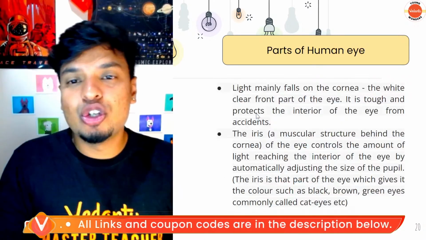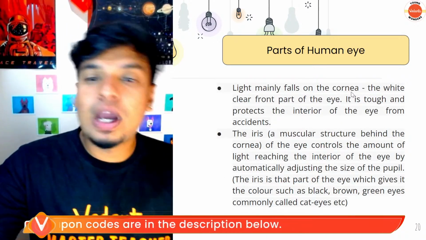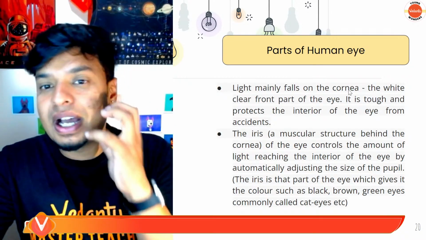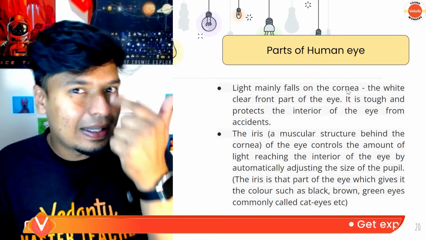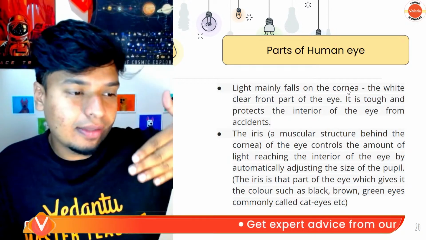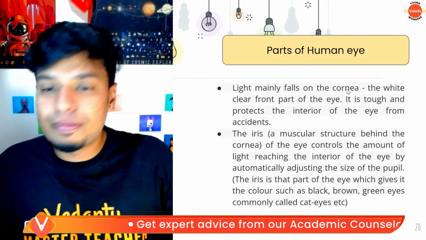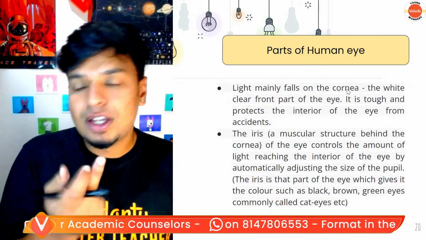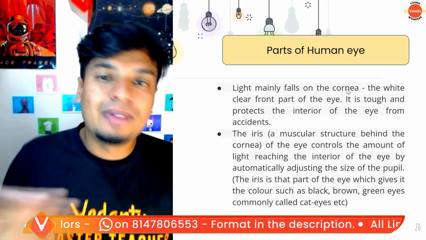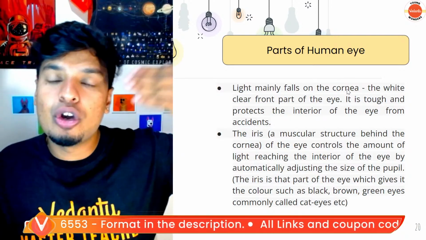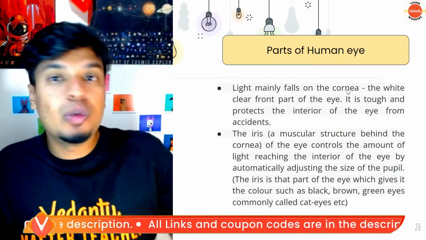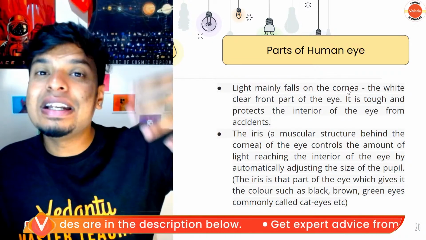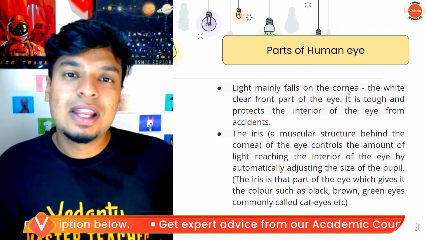Yeah, that's basically the human eye, guys. So light mainly falls on the cornea, the transparent front part of the eye. It is tough and protects the interior of the eye from damage. Then you have the iris, the muscular structure behind the cornea, which gives the color of your eyes. Behind the iris, you have your pupil, which contracts and relaxes based on the amount of light. Behind the pupil, you have your convex lens, which is controlled by ciliary muscles to focus. Then you have your retina. On the retina wall, you have your cones and rods for receiving the light.